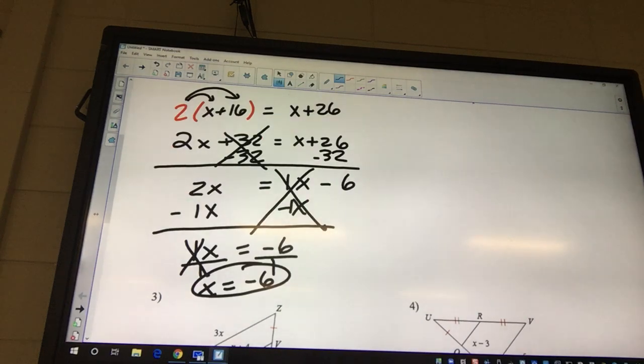Okay, and so later on when we do these, you would have to plug that x back in and figure out what is the one, what is the other one in terms of numbers. But today we're just working on getting to the x value. Okay?